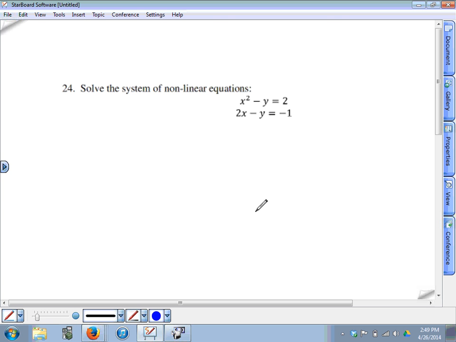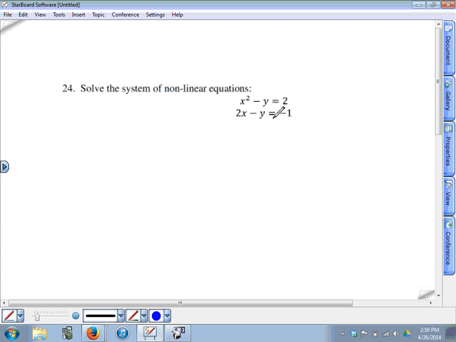This is from section 6.5. No, actually, sorry, this is from section 6.1. This question here is from section 6.1. Solving the system of linear equations.